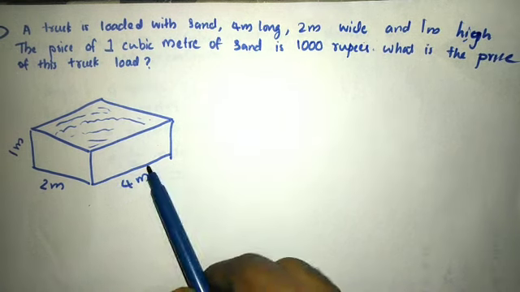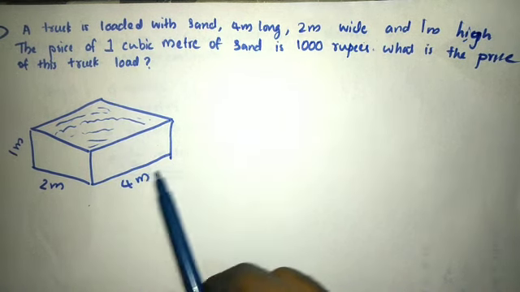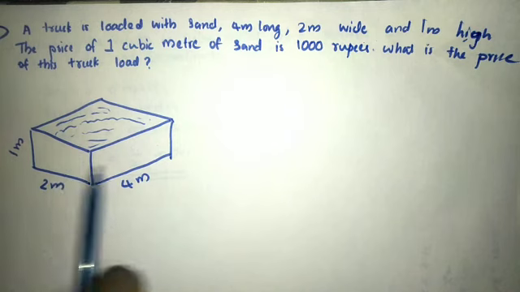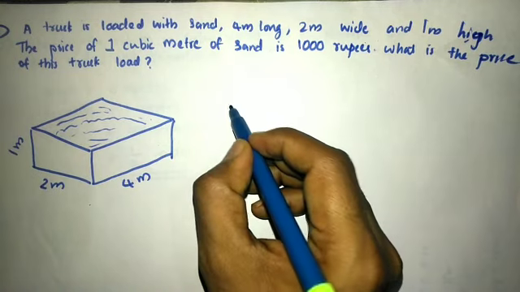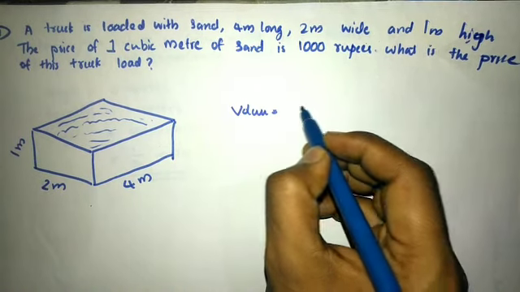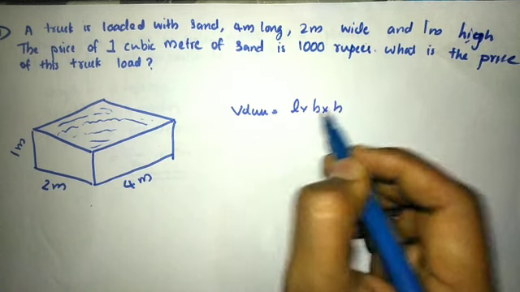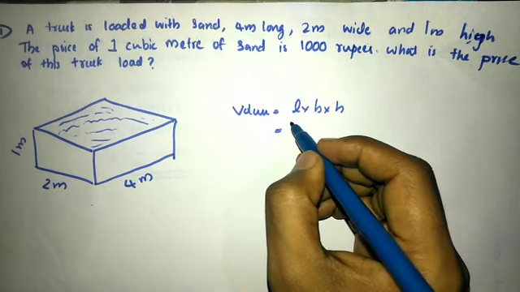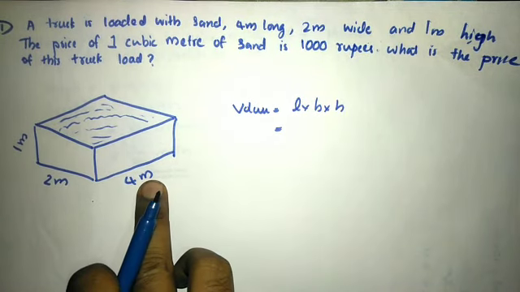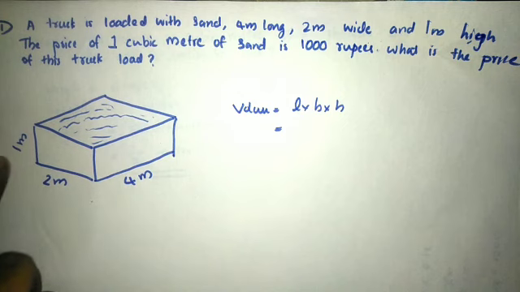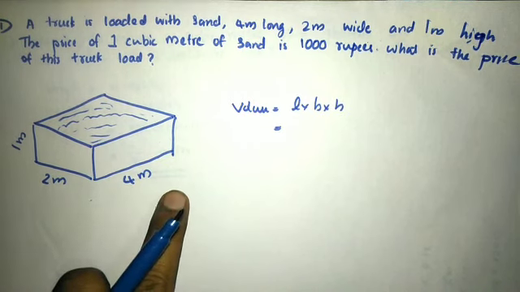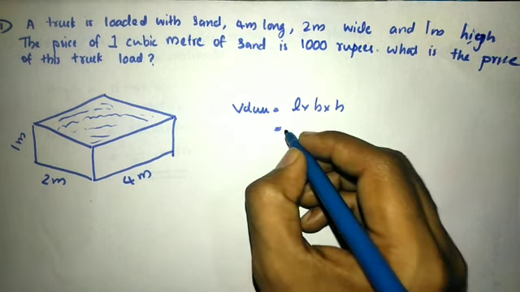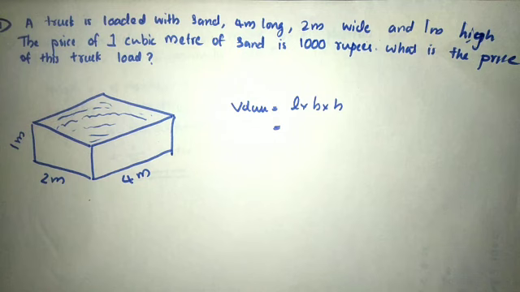Our container has length 4 meter, breadth 2 meter, and height 1 meter. At first we want to find out the volume of this container. So how can we find the volume? The volume equals L into B into H. This is the equation to find the volume of a rectangular block. All the measurements are in meter, so we cannot change that into centimeter or else.